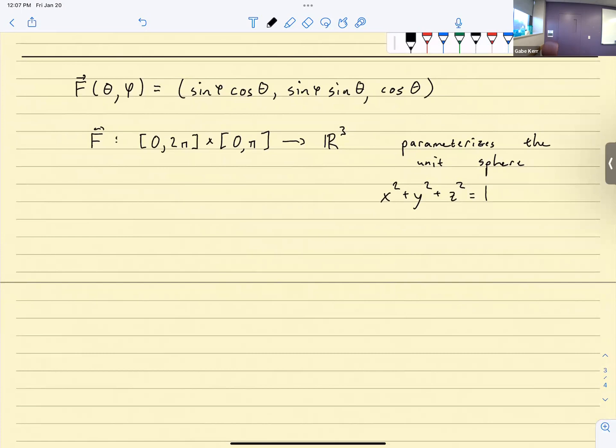So the question is, find the tangent space of this unit sphere X, all points satisfying the equation. Sorry guys, plus G, sorry. Okay. Find the tangent space to X.